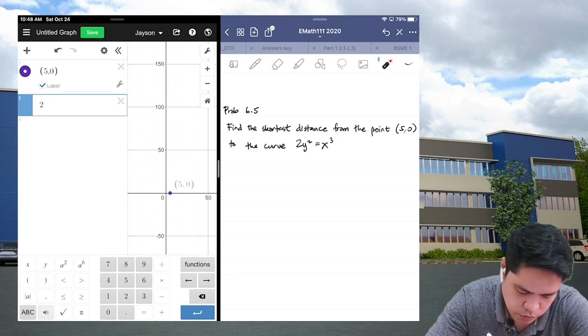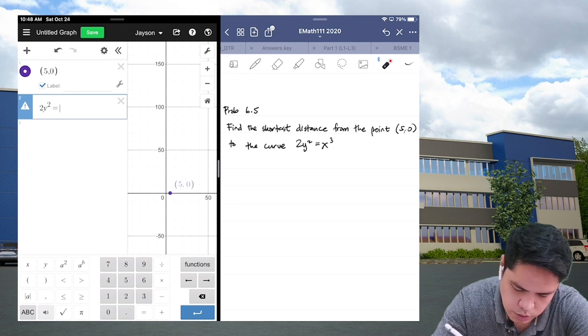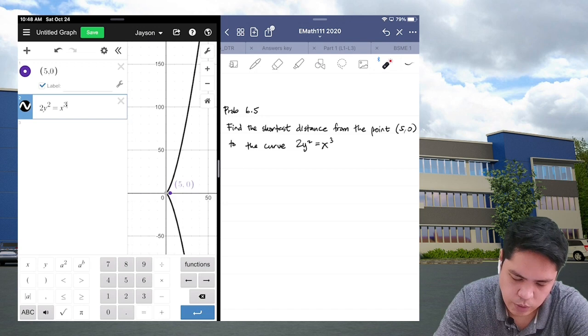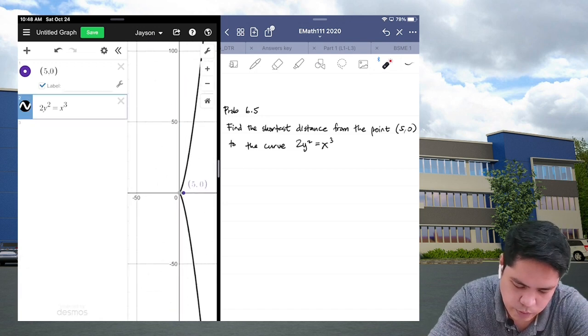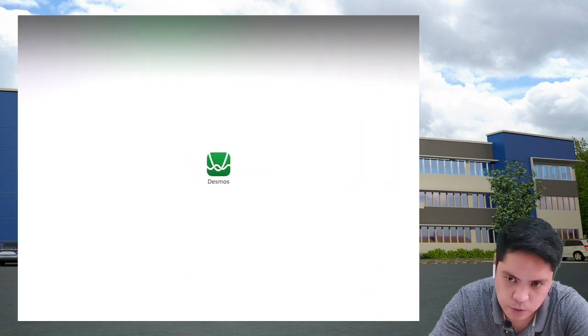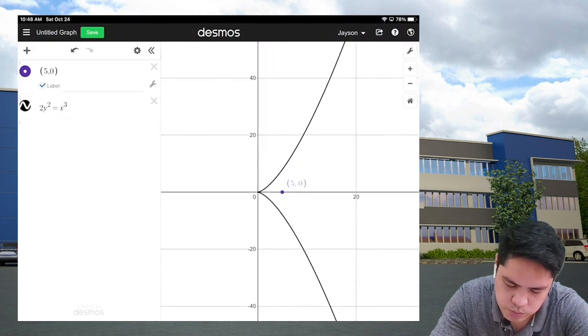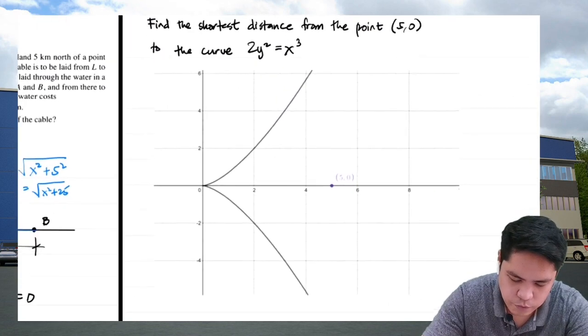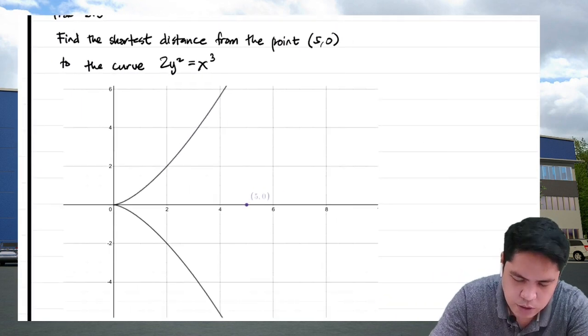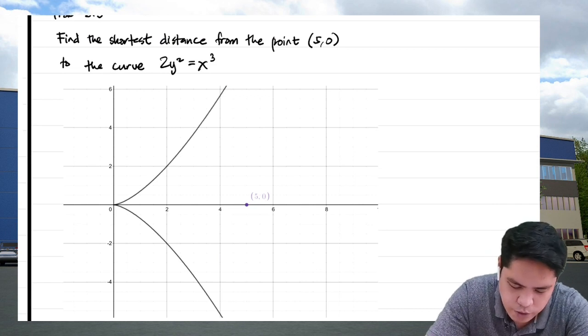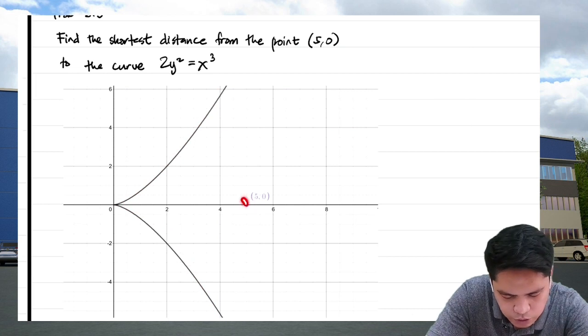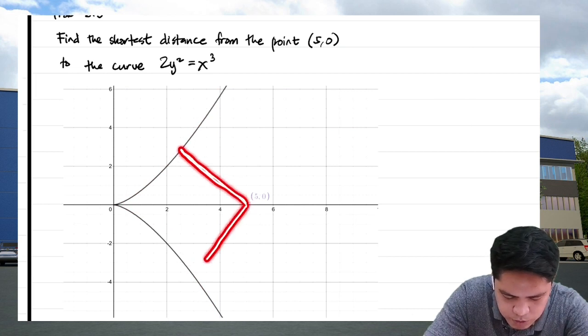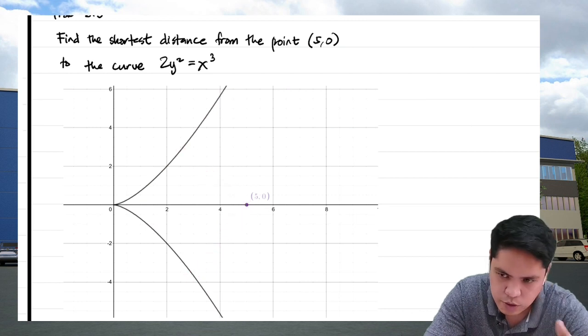And the curve is 2y squared equals x cubed. Okay, we have this curve. Okay. Ito lang muna. Okay, so let's zoom this in. Okay, this is now the graph of the function. So, ang hinahanap natin is the shortest distance from this point to this curve. Okay? So, that could be right here or pwede din naman dito, no? Pareho lang because it's a mirror image.